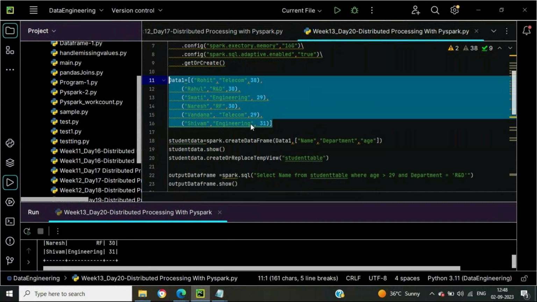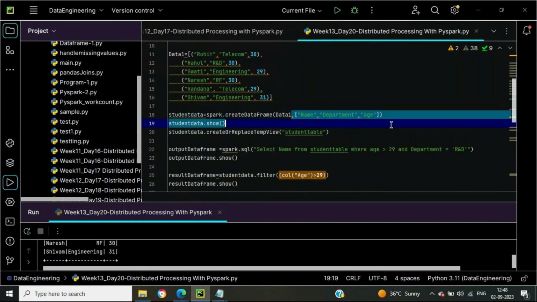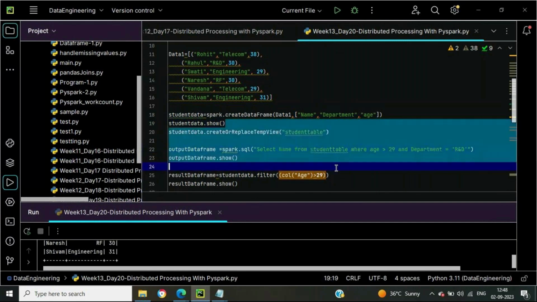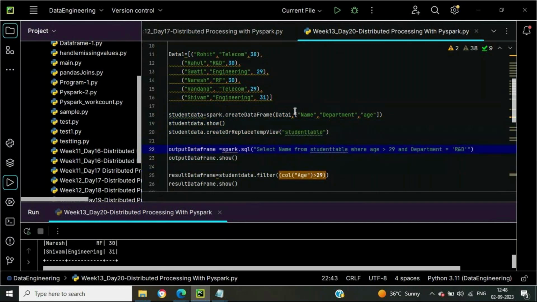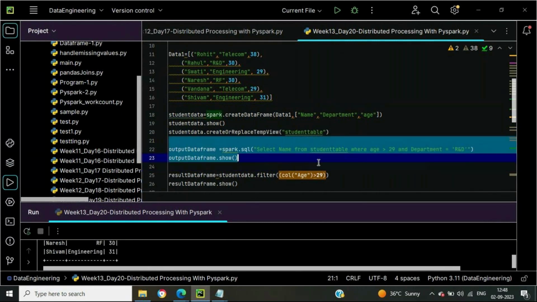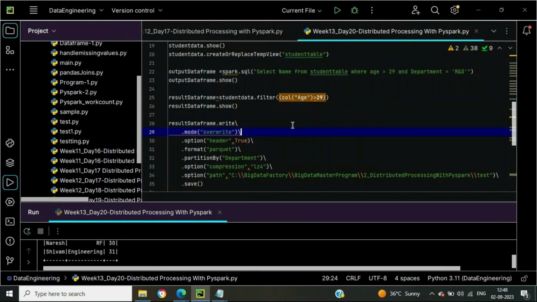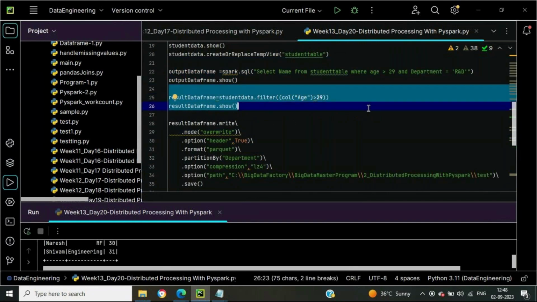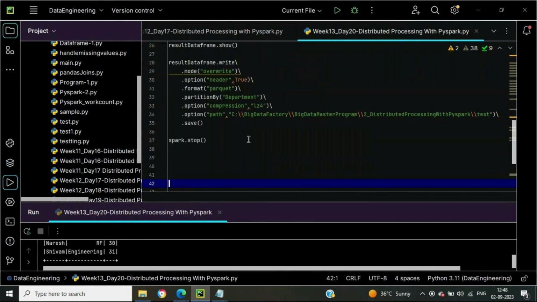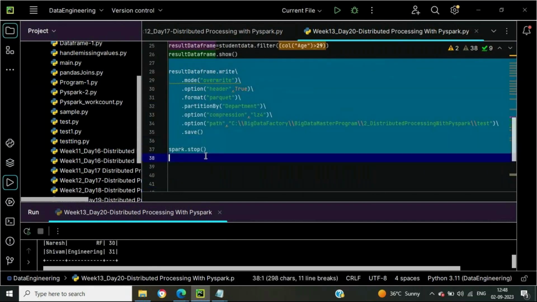We have created a data frame by giving the schema, and onto that data frame we have created a temp view, and then executed a SQL query, to do the execution based upon the PySpark data frame, and finally we have written the outcome onto the disk. So that is the simple program.